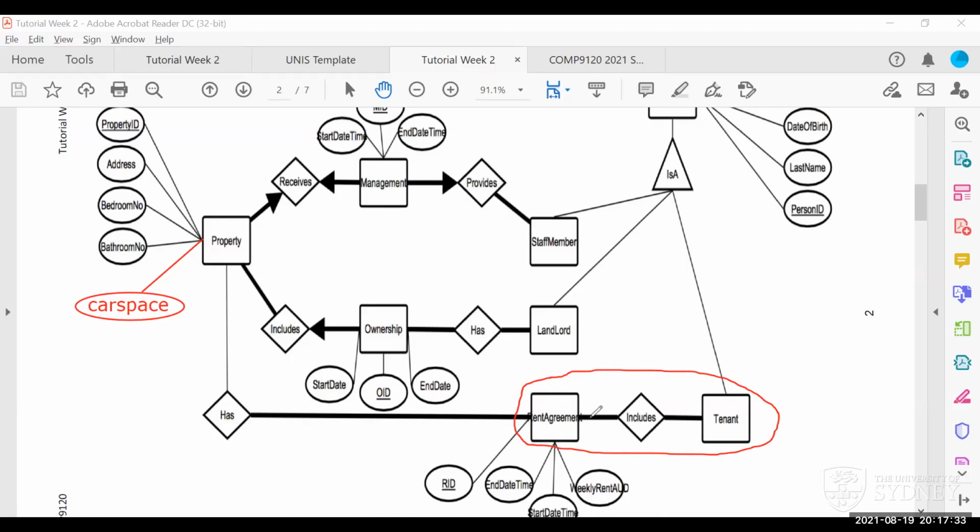So rental agreement, in this case, this is a thick line. So what does a thick line mean? A thick line means at least one. That's correct. In this case, rental agreement includes at least one tenant, and a tenant is included in at least one rental agreement, because if you look, this is a thick line on both sides, right? So the way we read this is rental agreement includes at least one tenant, and a tenant is included in at least one rental agreement.